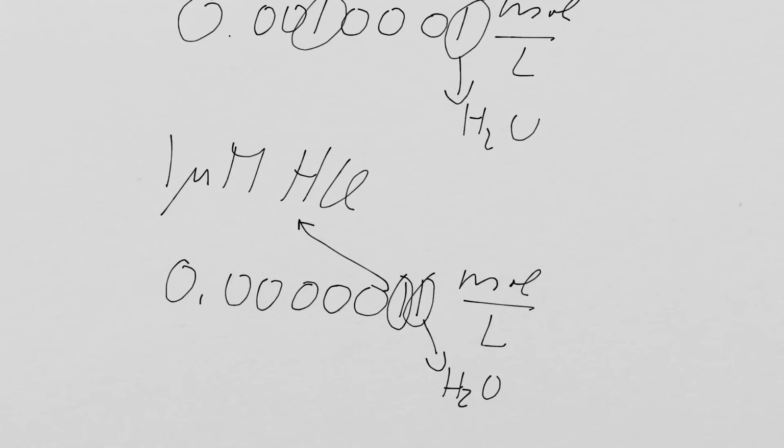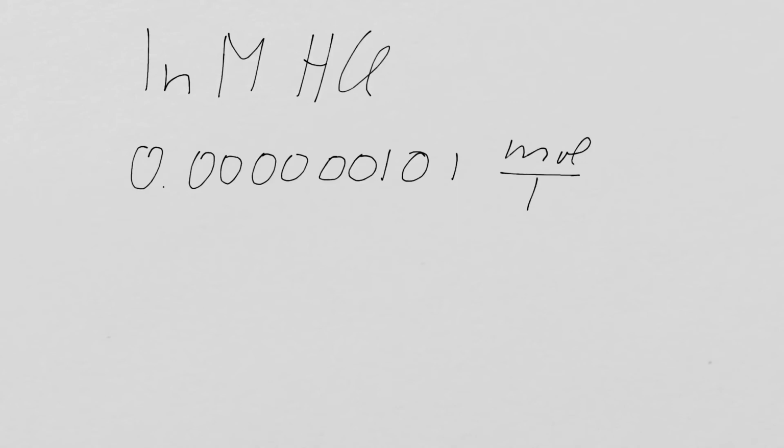You see that? If we have 1 nanomolar of hydrochloric acid, we have 0.0000001 mole per liter. Now this time, this comes from the water, and this comes from the hydrochloric acid. Does that make sense?